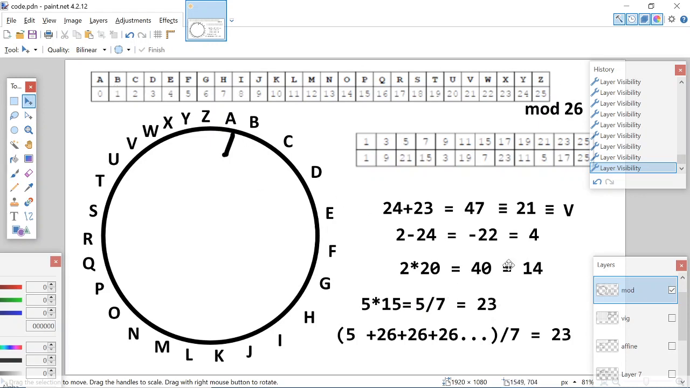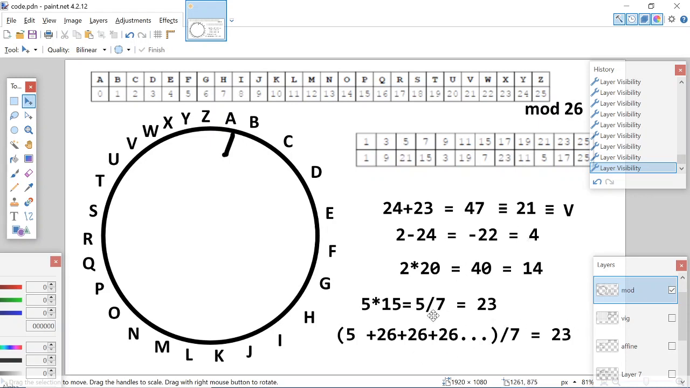And if it's not a whole number, it can't be in between A and B, so it has to be something. In this case, it's actually 23. The reason that happens is because when you divide by 7 in modular math, instead of dividing by 7, you're actually multiplying by 15, because 15 is the inverse of 7.